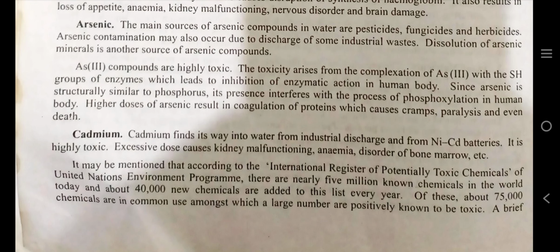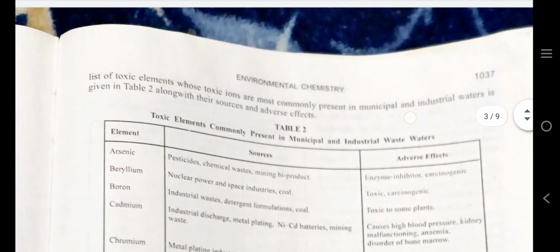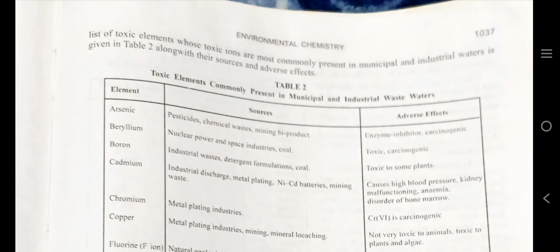It may be mentioned that according to the International Register of Potentially Toxic Chemicals of the United Nations Environment Program, there are nearly 5 million known chemicals in the world today, and about 40,000 new chemicals are added to this list every year. Of these, about 75,000 chemicals are in common use, amongst which a large number are positively known to be toxic. A brief list of toxic elements whose toxic ions are most commonly present in municipal and industrial waters is given in the table along with their sources and adverse effects.